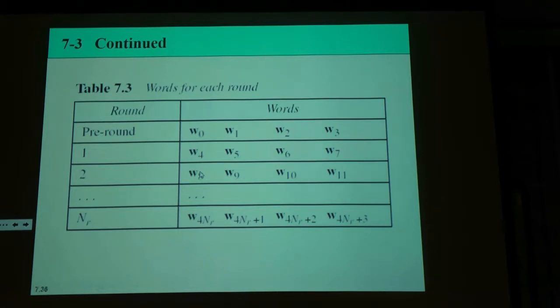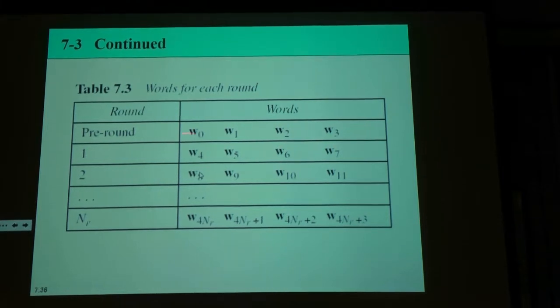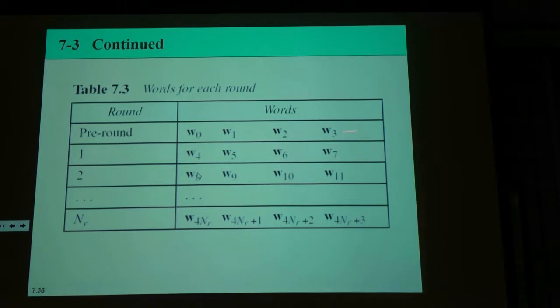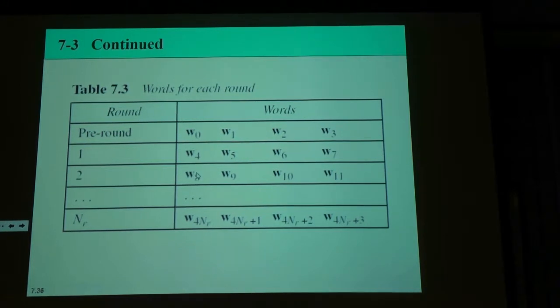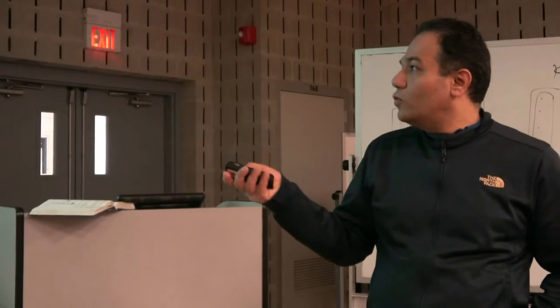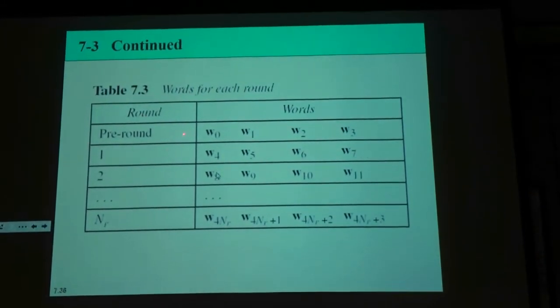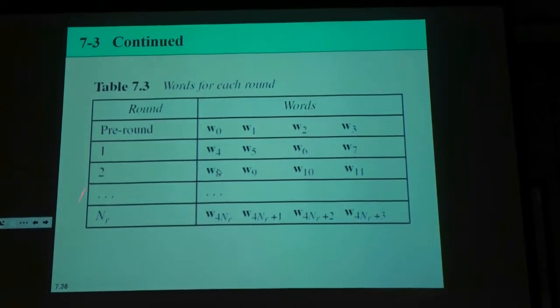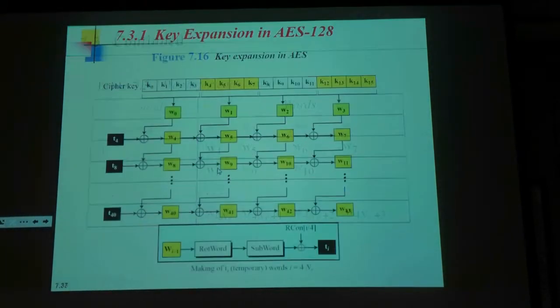Okay, so each word, how many bytes? 4, right? So 4 times 32 bits, how much? 128, right? So 128, 128, 128, until the end, 128. So this is the pre-round key, key 1, key 2, and then until key 10, for example.